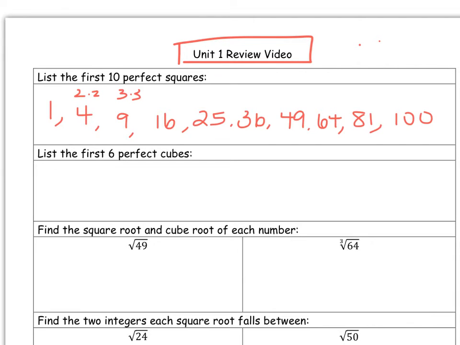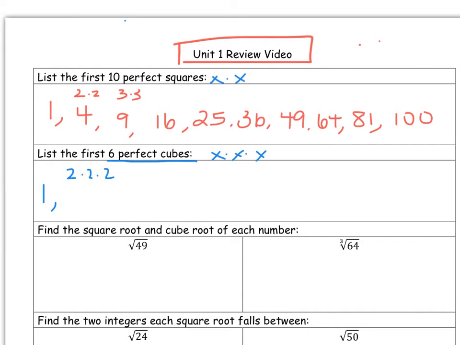Remember, we said a number was a perfect square if, thinking back to the Cheez-It activity, we can make a square with that number of cheeses or that number of square tiles. Okay, next is the first 6 perfect cubes. Remember, a cube is just a number times a number times a number, where a square is just twice, a cube is 3 times. So if we do 1 times 1 times 1, we get 1.